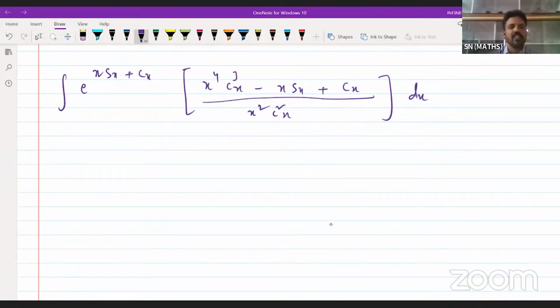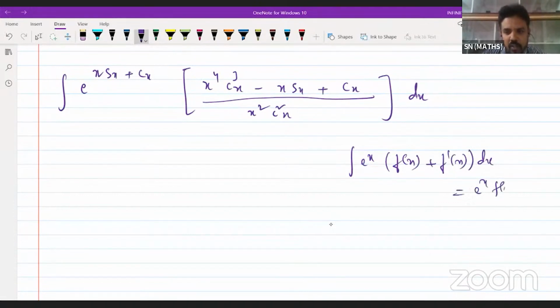And we have some properties there. Integral e power x into f of x plus f dash of x dx. I'll write, children: integral e power x into f of x plus f dash of x dx. This is the most important property, that is e power x into f of x plus c.